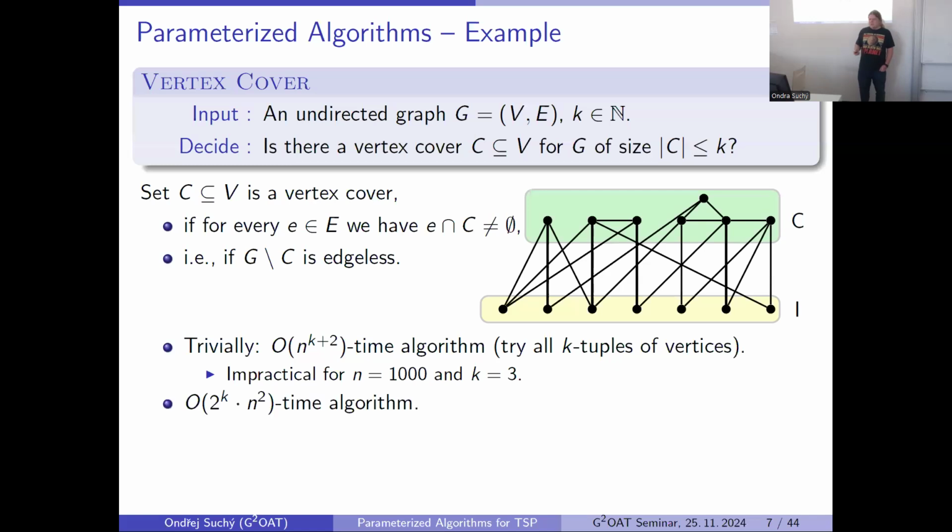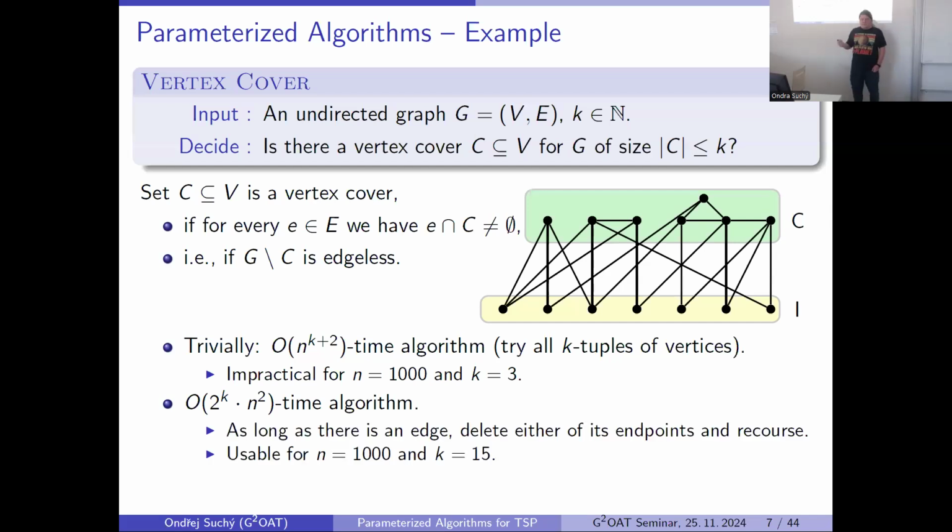So an FPT algorithm which you can produce for this one is like 2 to the k times n squared. This is easy to do. Just as long as there is an edge, take either this endpoint or that endpoint and put it into the solution. This is 2 to the k times some n squared. And this is still usable even with 1,000 vertices, even if your k is something like 15. So that's to see what's the difference between FPT and XP.